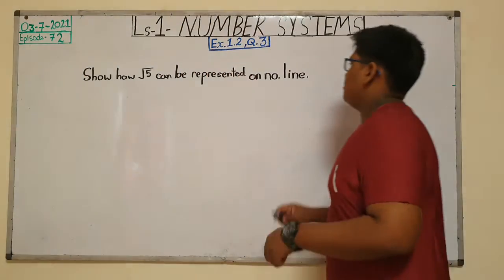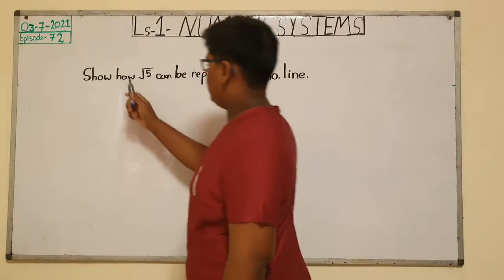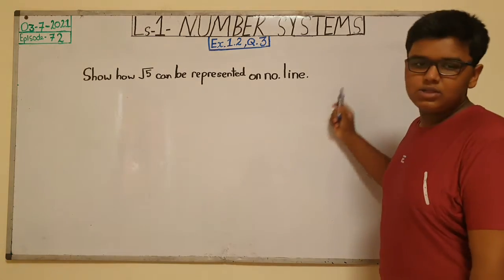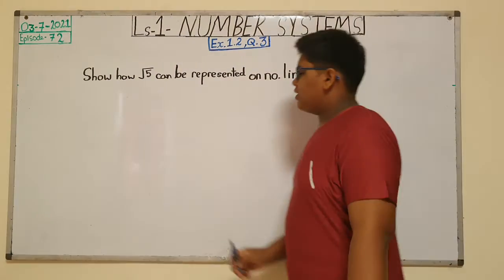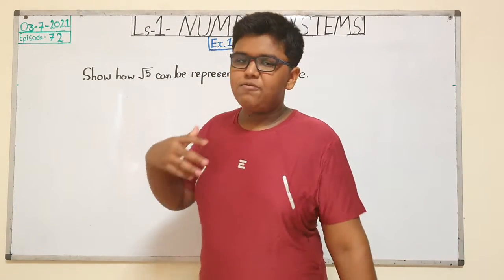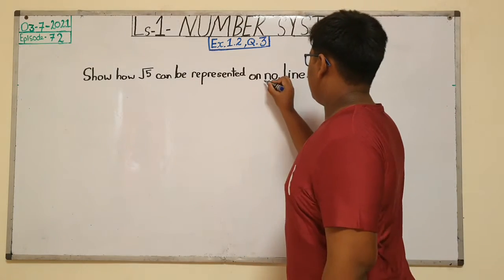Today we are going to solve question number 3 from exercise 1.2, and the question is: show how root 5 can be represented on the number line. The question is asking us to represent root 5. We have to show how we can represent root 5 on the number line.